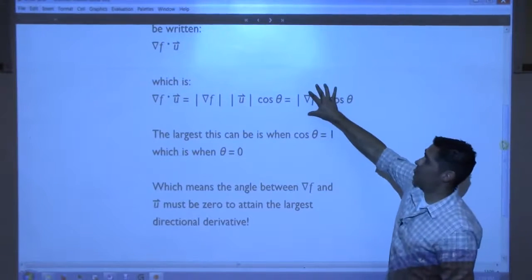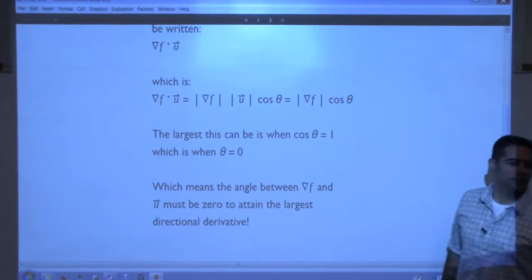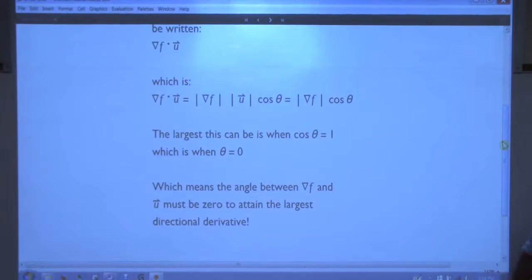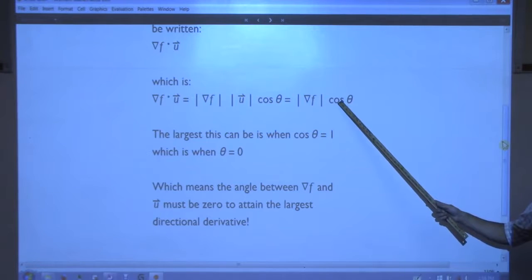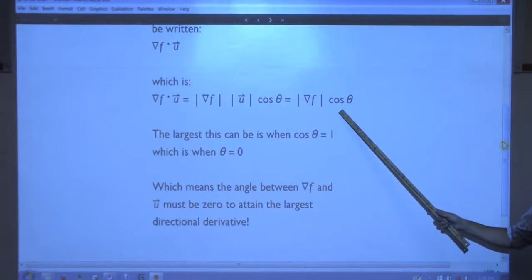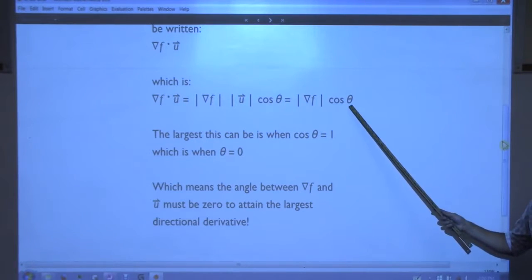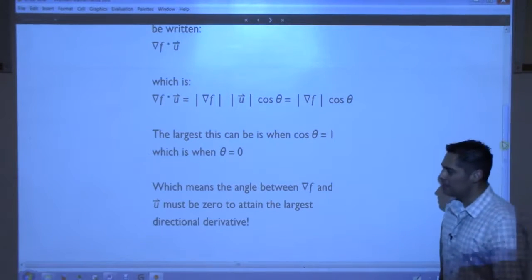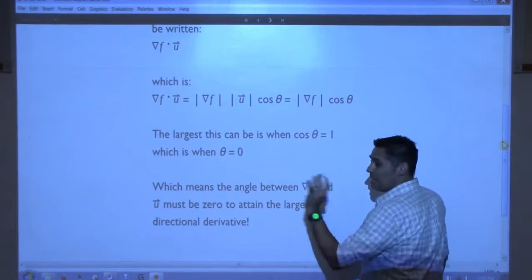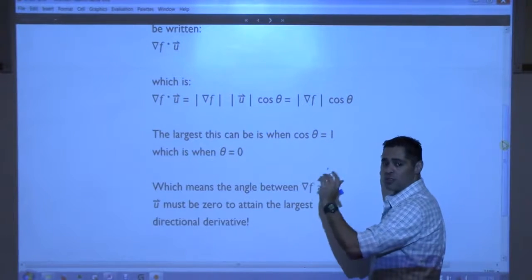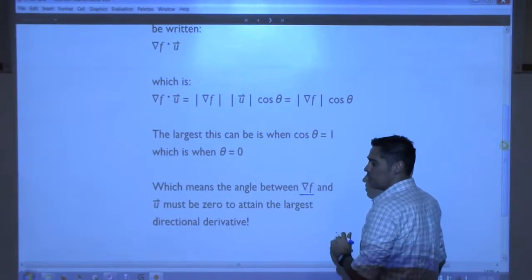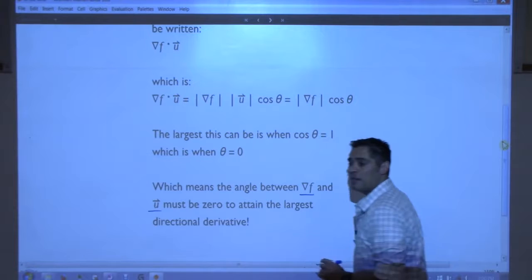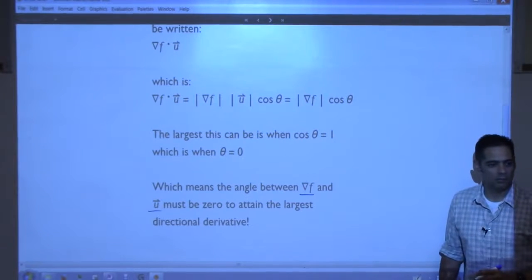What will make this the biggest it can ever be? If this number right here is 1, because cosine, the biggest it can be is 1. And the way that you get cosine to be 1 is by letting the angle be 0. That means that, to get the biggest possible directional derivative, the angle between your gradient vector and the direction that you're pointing must be 0.